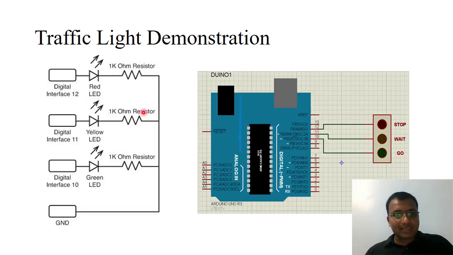So a 1K ohm resistance has been connected for current limiting, and then all the cathodes are grounded through the resistors. Here is the circuit schematic. Again, pin number 12, as I explained, is connected to the stop LED, that is the red LED. Pin number 11 is for the wait LED, that is the orange LED, and pin number 10 is for the green LED, that is the go LED. So we'll see the demonstration.